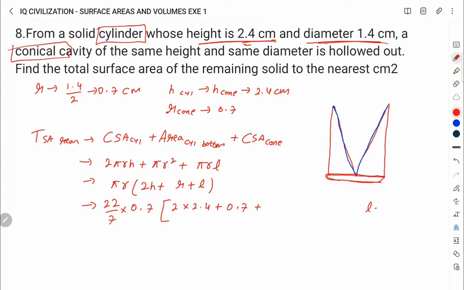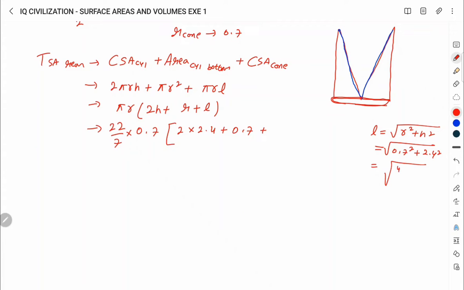We already know the l value: l is equal to root over r square plus h square. So root over 0.7 square plus 2.4 square. So this is nothing but 49 plus 576, 24 squared is 576, so 0.49 plus 5.76, and in the square root value I will get 2.5, because 625, right? Okay, very nice, 625. So this one I got 2.5.